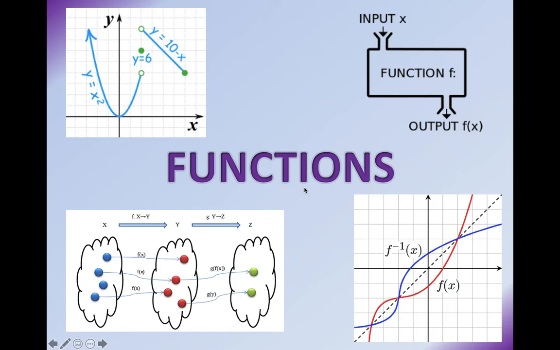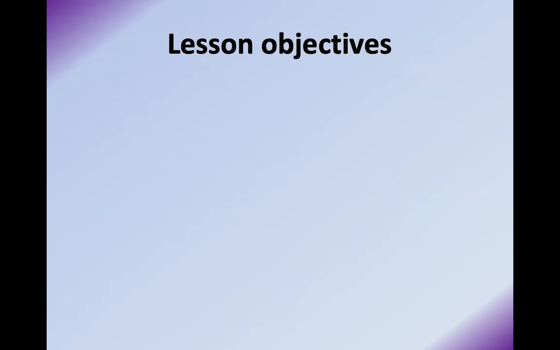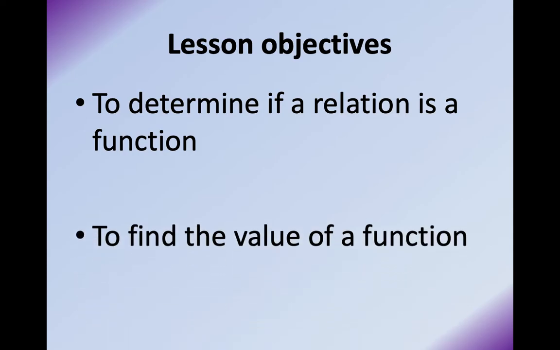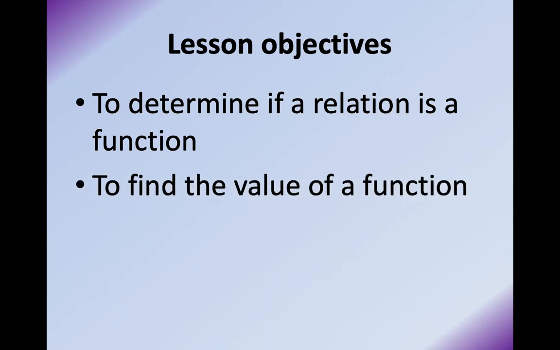The first thing is the lesson objectives. We have two lesson objectives today. The first lesson objective is to determine if a relation is a function. In this part, you will be able to find if something is a function or if it's not a function. And the second part is to find out the value of a function. So you will be able to evaluate a function and find the value of the function.